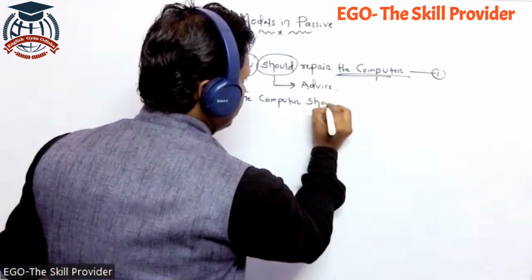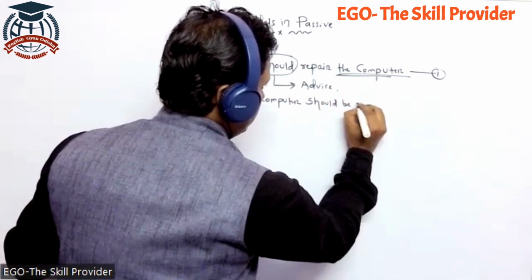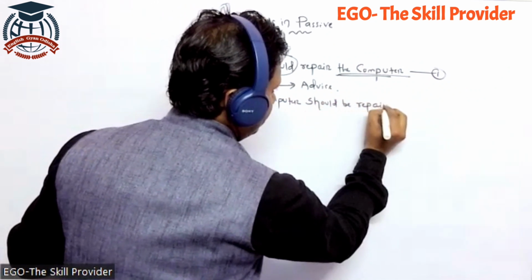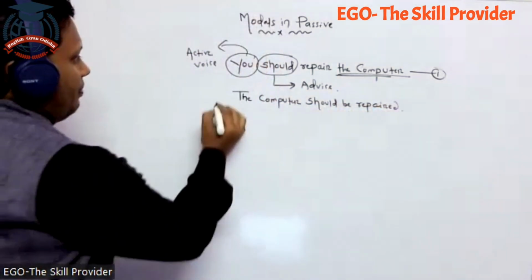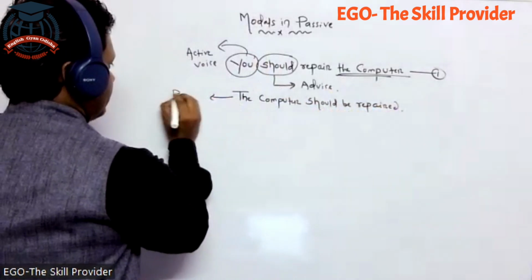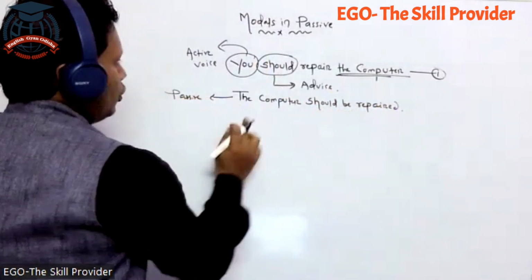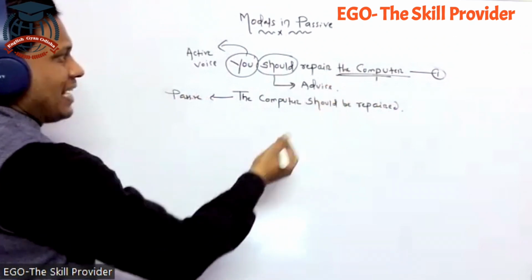So how exactly am I going to say it? The computer should be repaired. So this is what I can say in the passive. So what exactly can you find? What are the passive rules?